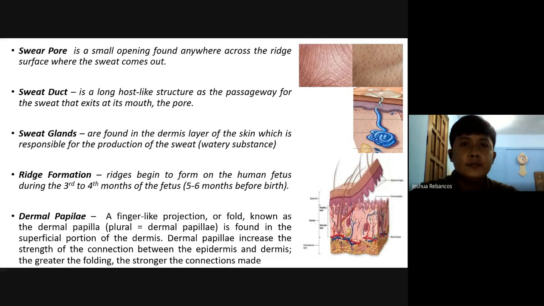We have the sweat pore. It is a small opening found anywhere across the ridge surface where the sweat comes out. Kung titignan nyo sa picture, ito yung itsura ng sweat pore. Kung sa mukha yan, o kaya sa kahit any part of our skin, sa kamay siguro, maliit lang kasi yan. Kaya ang gamit dito is microscope or telephoto lens. Ginagamit siya ng camera, using high magnification na lens.